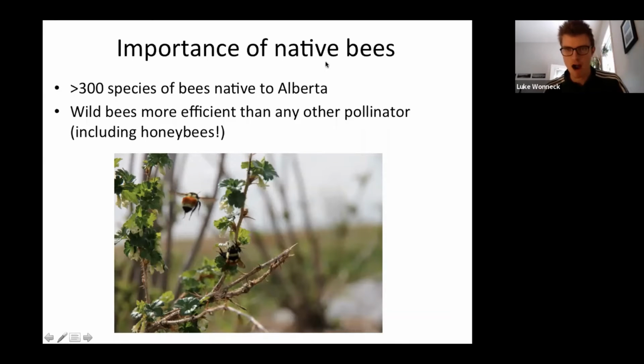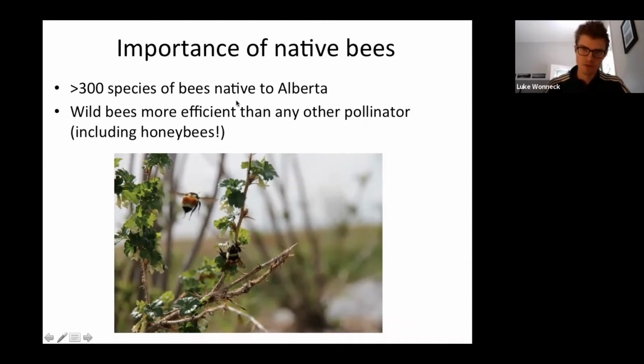Native bees are other kinds of bees. They're still bees, but they're not honeybees, and they're native to Alberta, to this landscape. By that I mean they have evolved here. They've been here for a very long time, and they're adapted to the ecosystem here. There's actually a heck of a lot of native bees in Alberta. There's over 300 species of different bees. Honeybees are just one species, and they're not even native to Alberta. They're brought in from Europe. But there's over 300 species that are native to here.